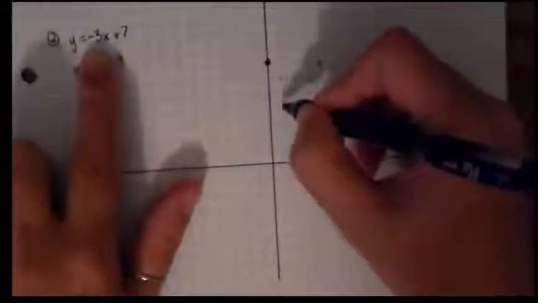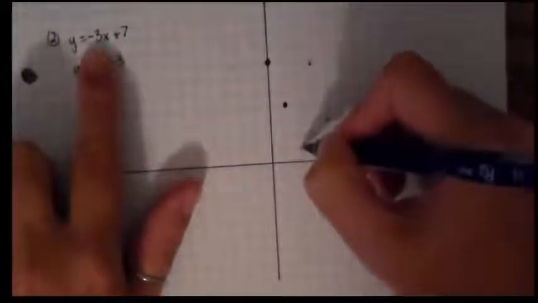So we'll do example 2. Y equals negative 3x plus 7. Y equals 2x minus 3. I will make my graph. I start at 7. And my slope is negative 3, so I go down 3 and over 1.